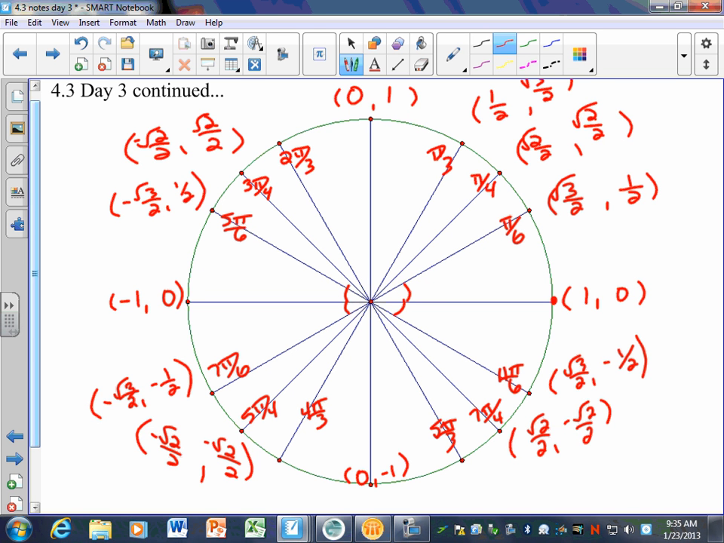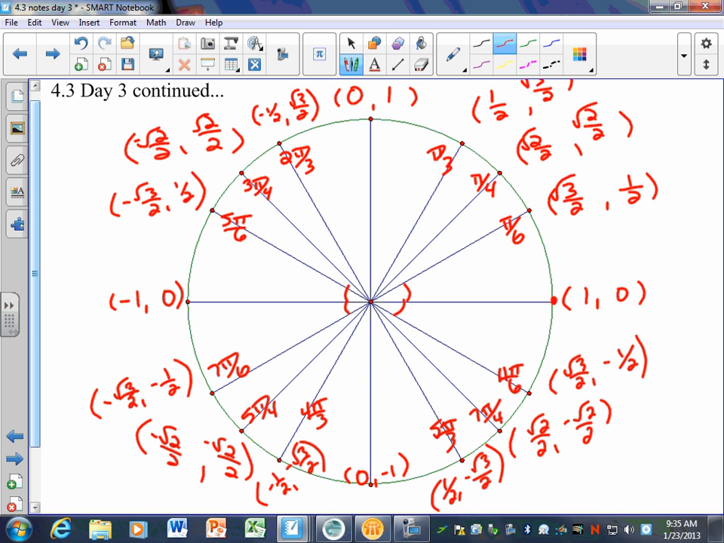So I always say it looks overwhelming at first. How in the world could I memorize that whole circle? But if you know the first quadrant and you know reference angles, then you should be able to do this fairly quickly. So this one's going to be negative 1/2, square root of 3 over 2. This one's going to be negative 1/2, negative square root of 3 over 2. And then 1/2, negative square root of 3 over 2.